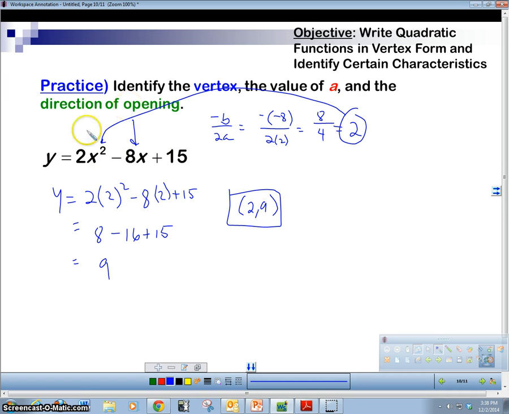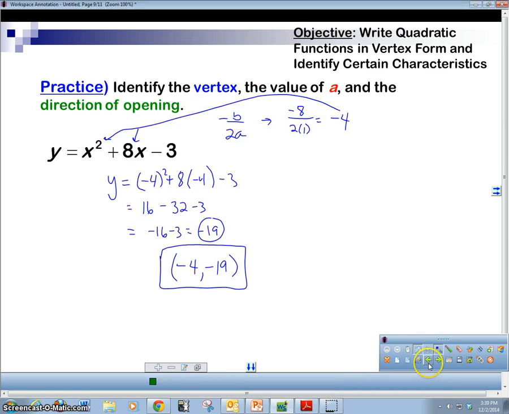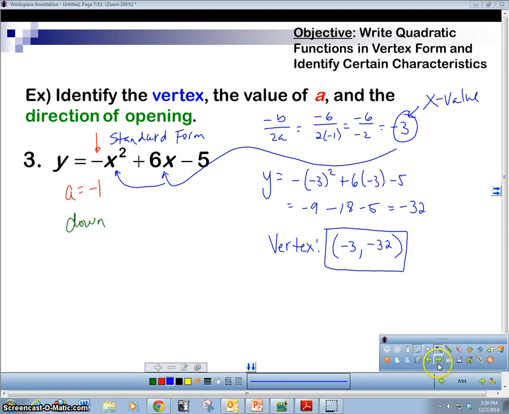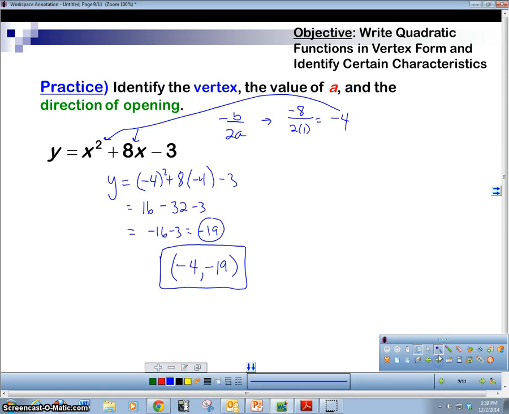And again, you know what a is. A is 2, and direction of opening, since A is positive, it's up. All right, so that kind of concludes what we're using in terms of vertex form and standard form to find the vertex. So again, make sure you can use vertex form here, the opposite of this. And then this point here will give you the other vertex, and then graph it using equidistant points. And then, of course, doing standard form by doing negative b over 2a and plugging it back in.